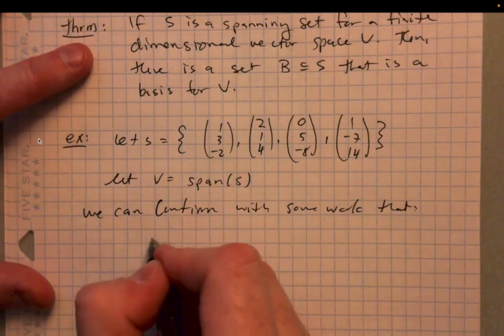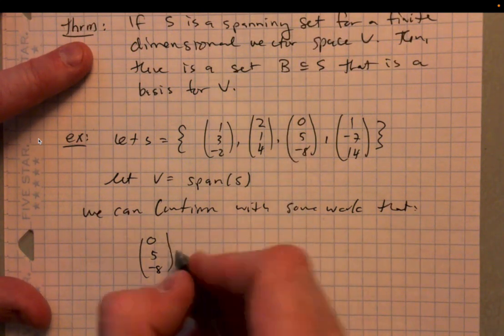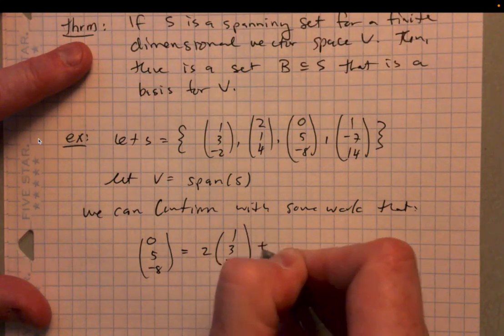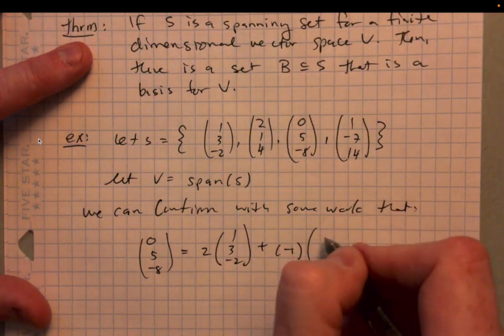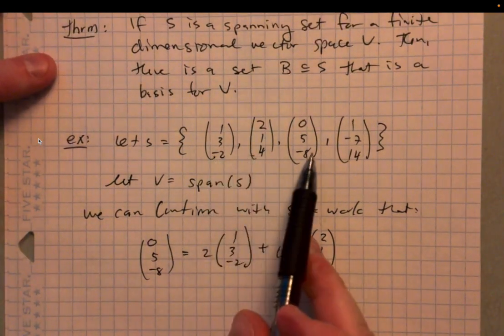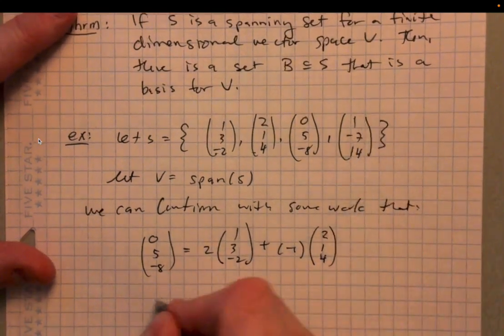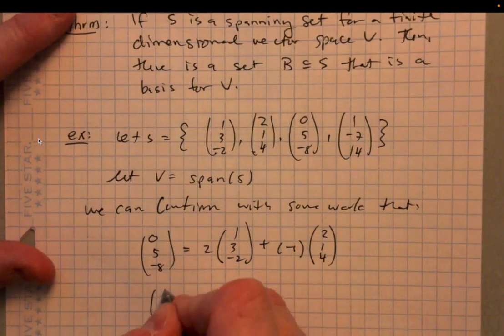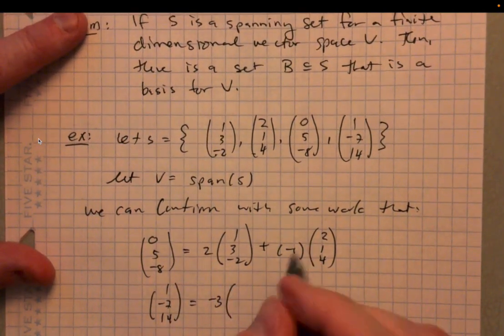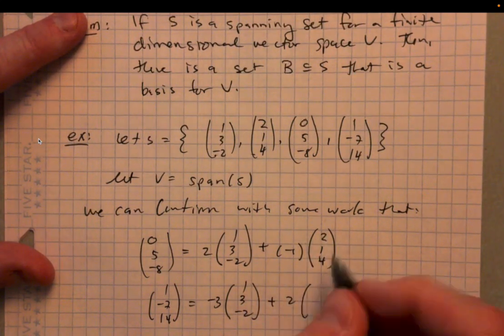that, specifically, the vector 0, 5, negative 8 can be written as 2 times 1, 3, negative 2 plus negative 1 times 2, 1, 4. So these two vectors can be used to write the third. And additionally, this last vector is a similar situation. 1, negative 7, 14 can be written as negative 3 times 1, 3, negative 2 plus 2 times 2, 1, 4.